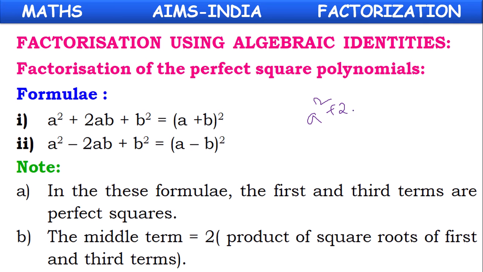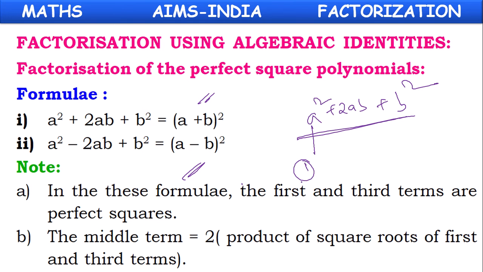Suppose if anybody asks you, a square plus 2ab plus b square is a perfect square or not? Now already we know the formula, so we can tell they are perfect squares. But if you don't know the formula, how to identify whether it is a perfect square or not?